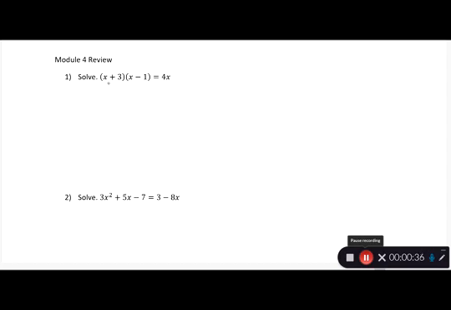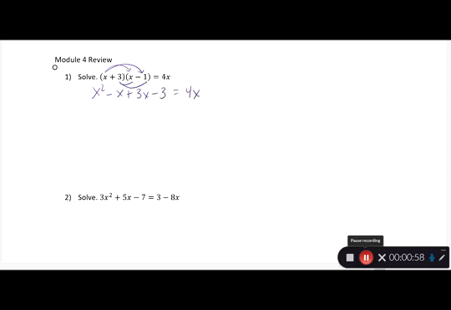First thing we need to do is to multiply. We need to FOIL this left side. That way we can then move this number over. So we'll start by FOILing. x squared minus x plus 3x minus 3 equals 4x.